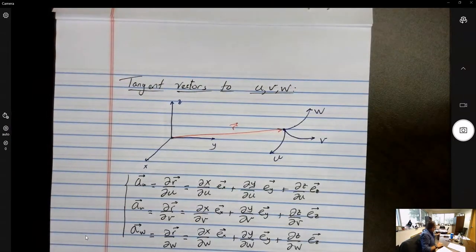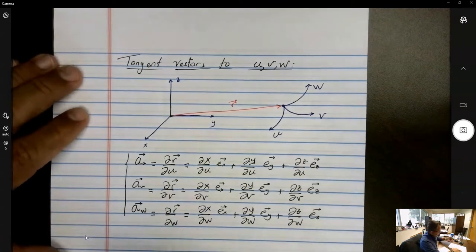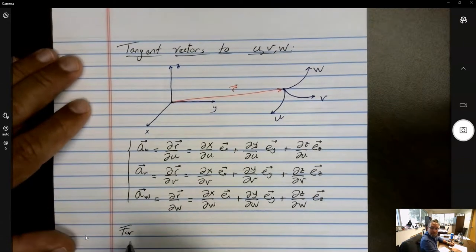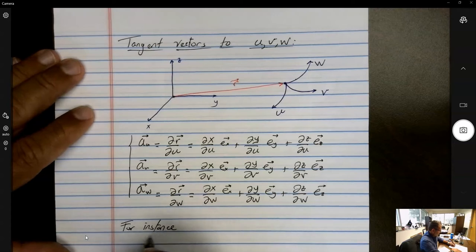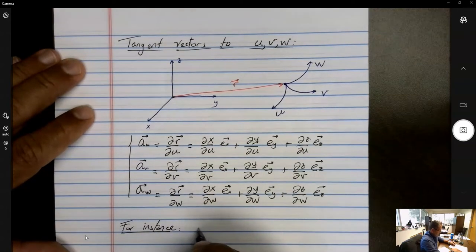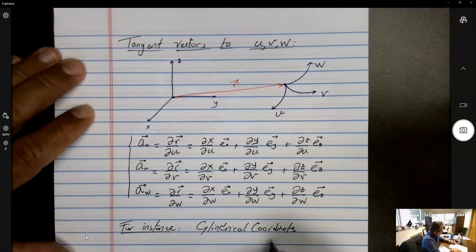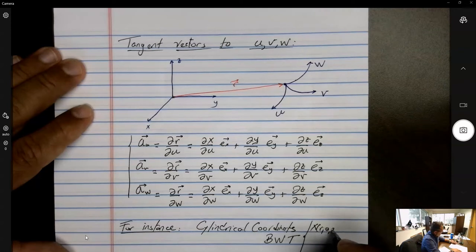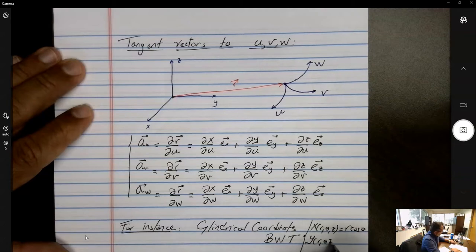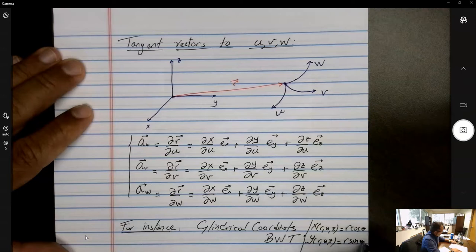So let's go back to, for instance, the cylindrical coordinates, the backward transformation is x is equal to r cosine of theta, y is r sine theta, while z is z.